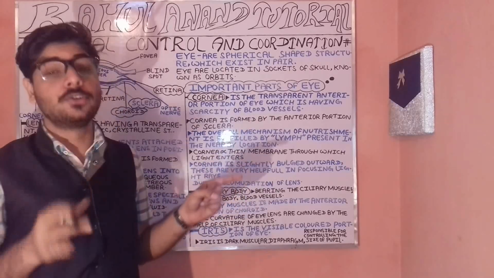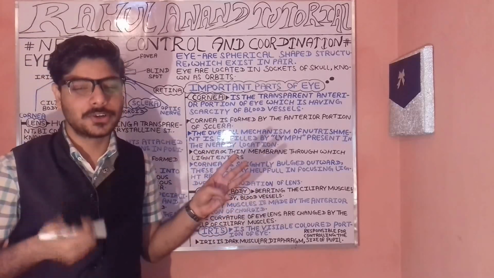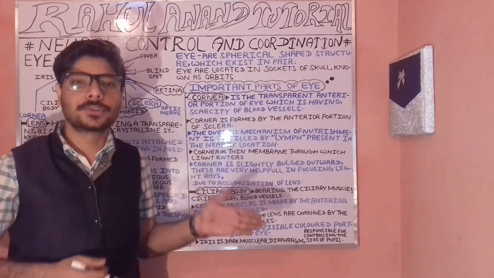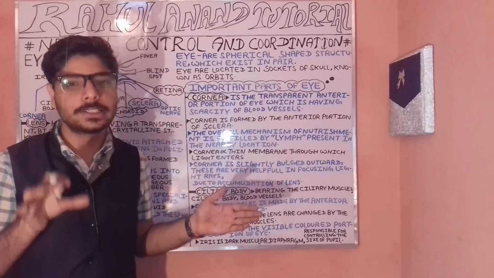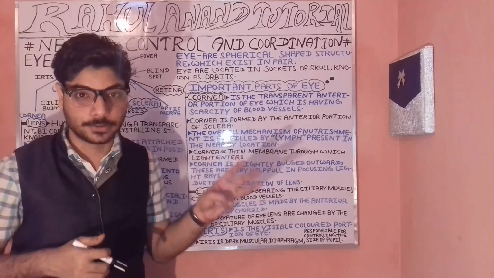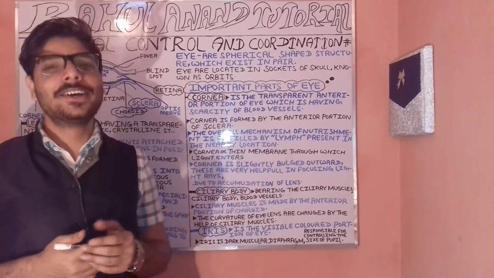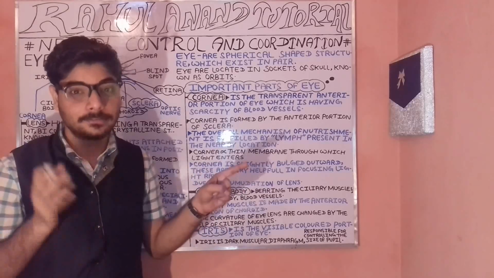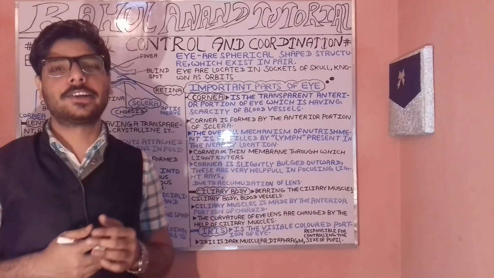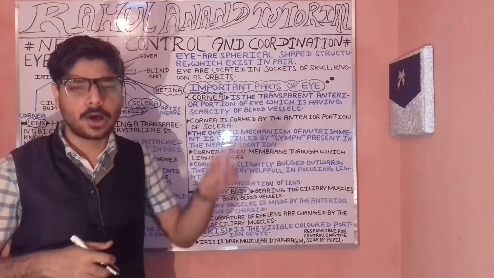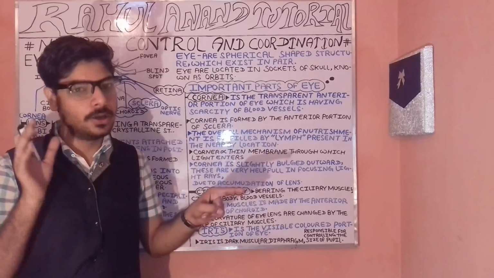Now, you have three components with reference to your eyes. When we are talking about the composition as well as the components of the eyes, you will have three major components. These are the sclera, then the choroid, and third the retina. Now let's understand these in brief.